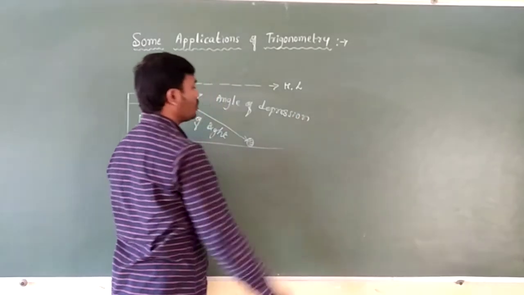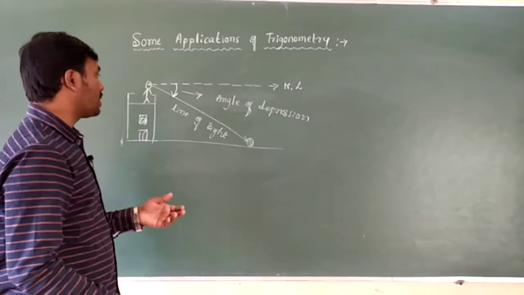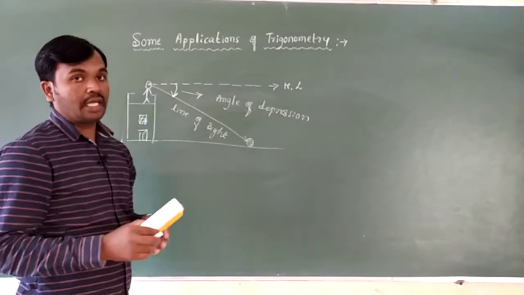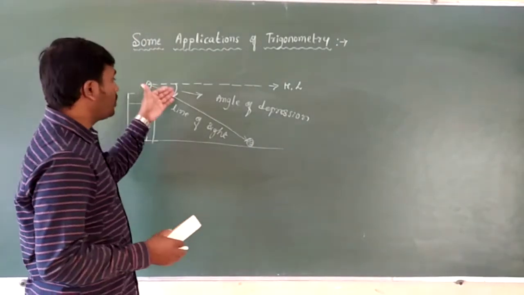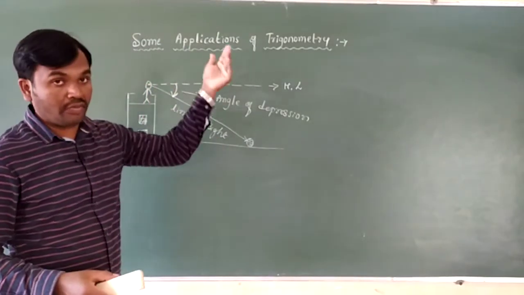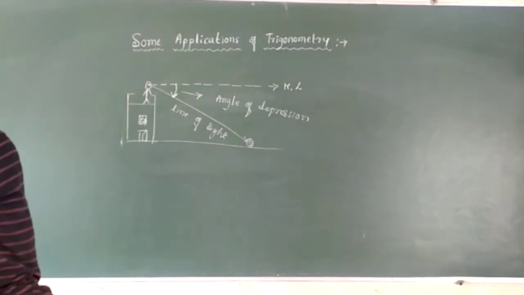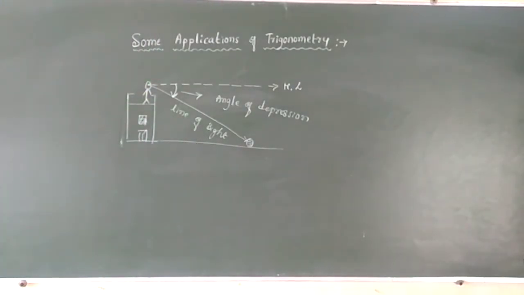This is what we must know, children, when we are going to find the heights and distances of any object or any building. What is a horizontal line? What is a line of sight? What is angle of elevation? What is angle of depression? If you know these things, then it is very easy to identify the heights and distances of any objects.